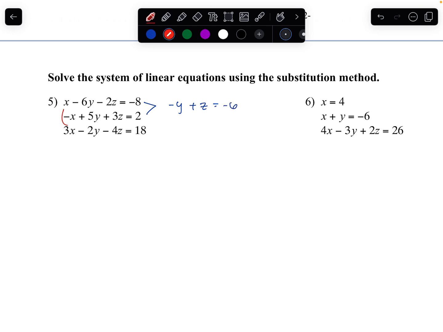Then for my second new equation, so this is going to be my first new equation. For my second, I'm going to multiply this by 3. -3x plus 15y plus 9z equal to 6. So this is the second new equation. No, it's not. Just kidding. I need a second new equation, and I'm going to add this with the third equation. That's how I'm going to get that.